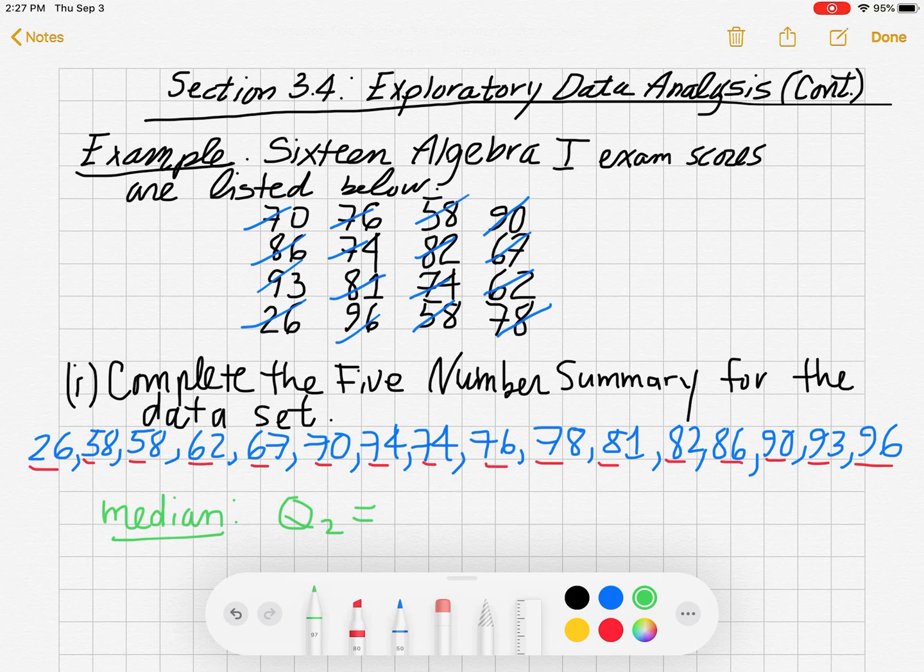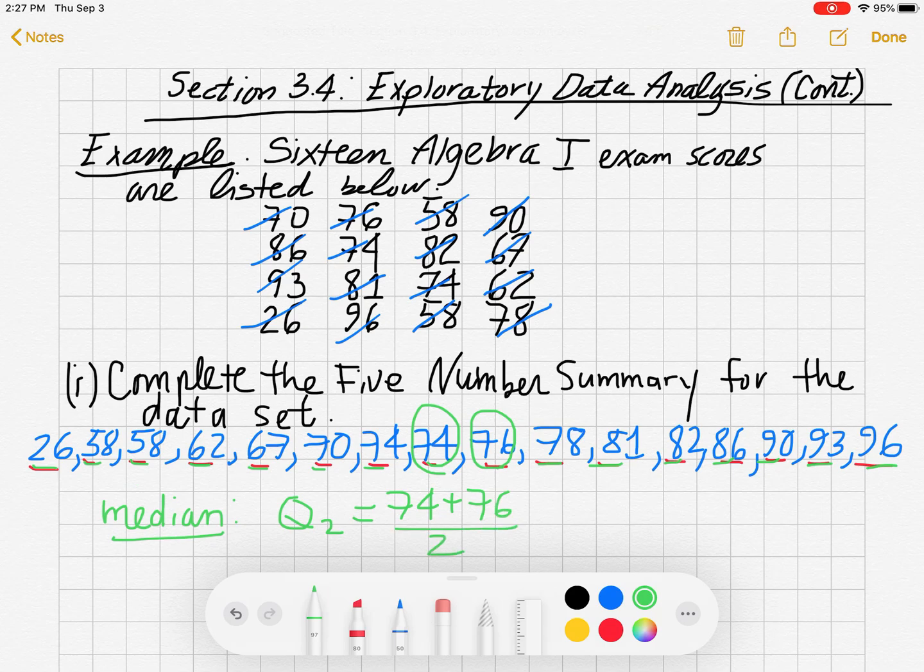So when you got 16 data values, you can count in 8 one way, 8 the other way, and take the one that's halfway between those. So you've got to get the 2 closest to the middle. So 1, 2, 3, 4, 5, 6, 7, 8. And then the other way, 1, 2, 3, 4, 5, 6, 7, 8. Those are the 2 numbers closest to the middle, 74 and 76. We're going to add them together and divide by 2.